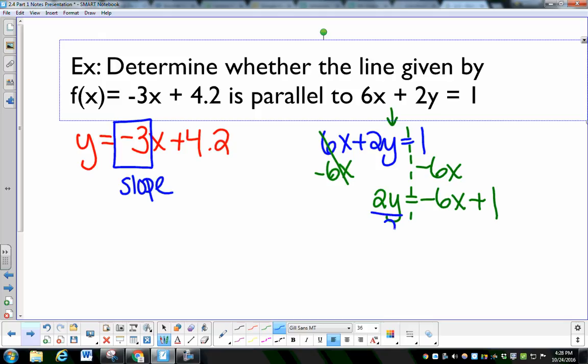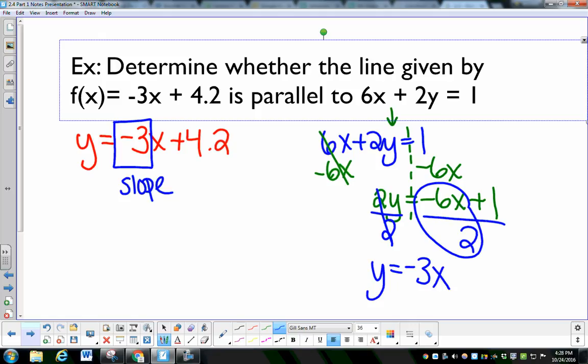Now I need to just divide by this 2 in front of the y. I'm going to have to use the heart method on the other side here. So I'm left with y equals negative 6 over 2 x. Well, negative 6 divided by positive 2 is negative 3, and I have that x on there. For the other part of my heart, 1 divided by 2, I'll just leave that as 1/2. So in this line, in slope-intercept form, my slope is the coefficient of x, and it is negative 3. These lines have the same slope, so they are parallel.